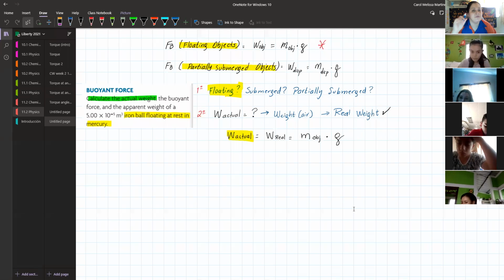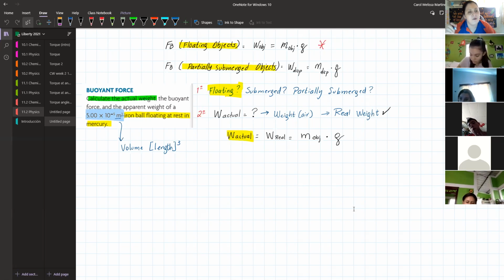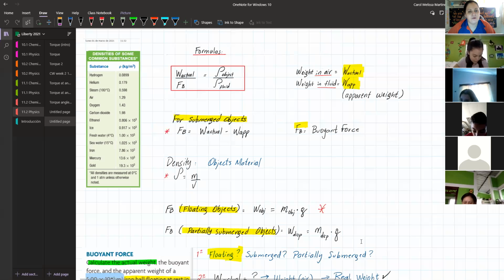The problem is giving me cubic meters. Do you remember what cubic meters are? This is volume, okay? Volume is any length unit that is raised to the third power. So because I see meters raised to the third power, I know I'm talking about volume. So if I know the volume, what formula from all the ones that I showed above relates volume? Density. Okay.